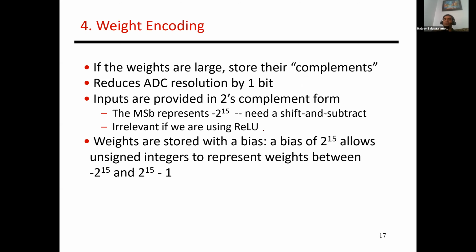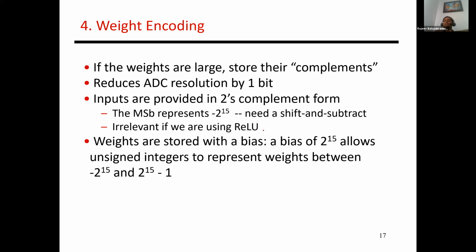And then finally, you can have a few encoding tricks, right? You can either store the weights themselves, or if the weights are very large, you can store the complement of the weights. That way you can make sure that the dot product is never a very high value, right? So there are these encoding tricks you can do.